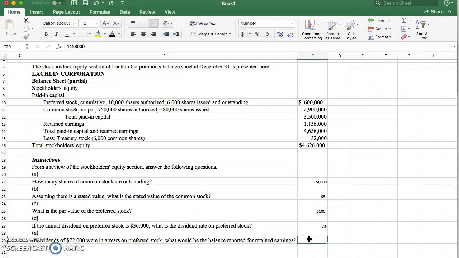So for the retained earnings, we would still report the 1,158,000.